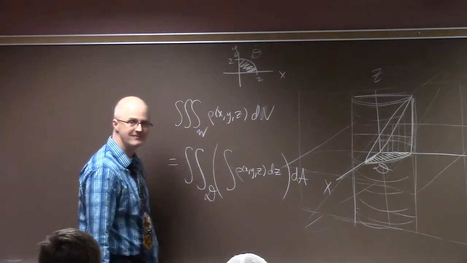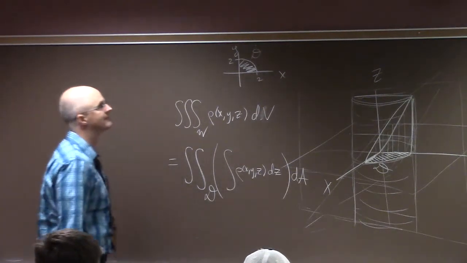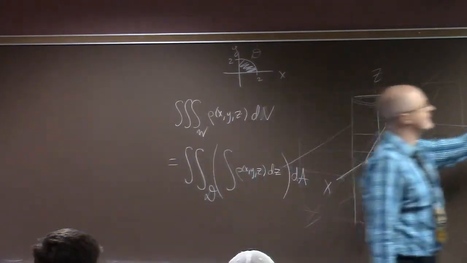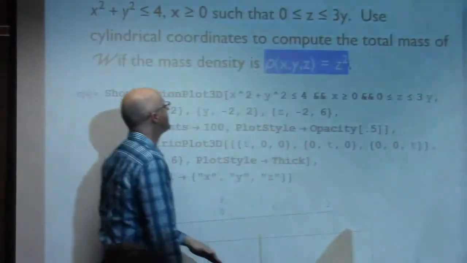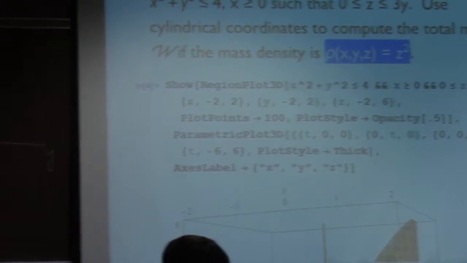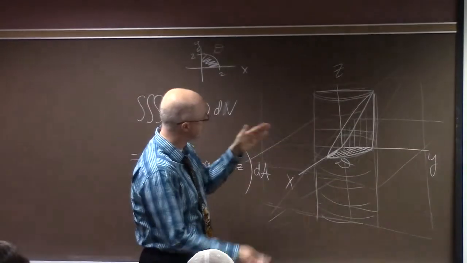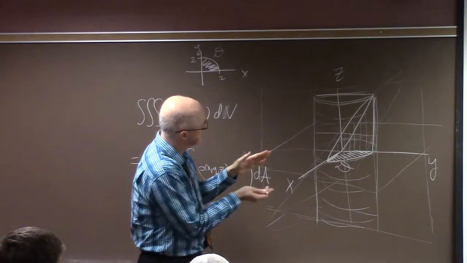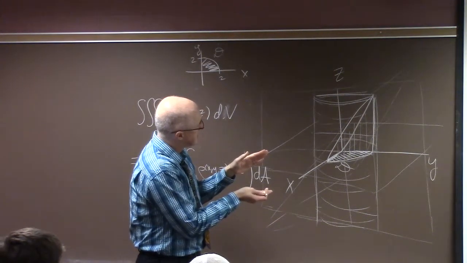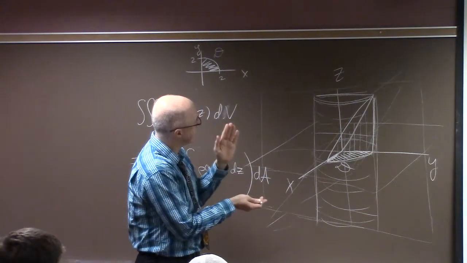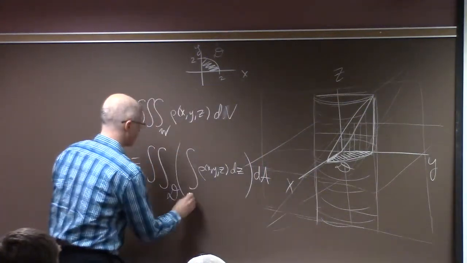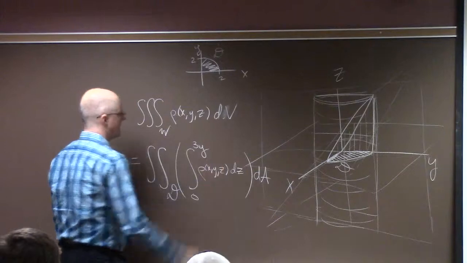Anybody want to tell me? 0 to 3y, yeah, it's right there. Z goes from 0 to 3y. This region, this solid, is vertically simple. It's between the graphs of two functions of x and y, very simple functions. The 0 function, z equals 0, is the xy plane, and the slanted plane, z equals 3y.